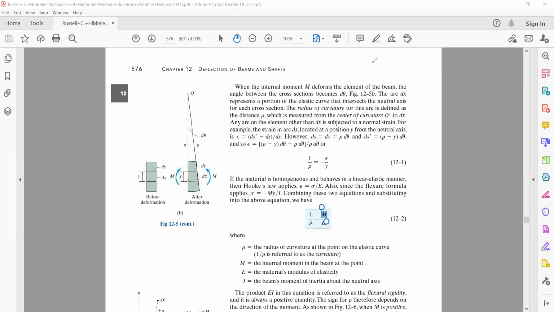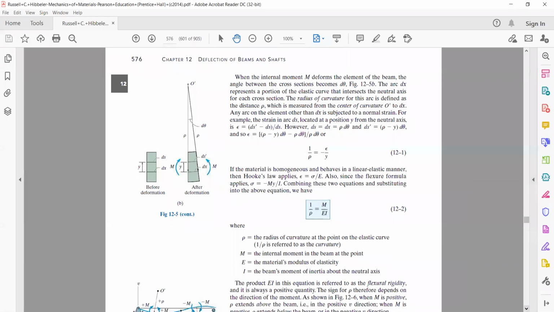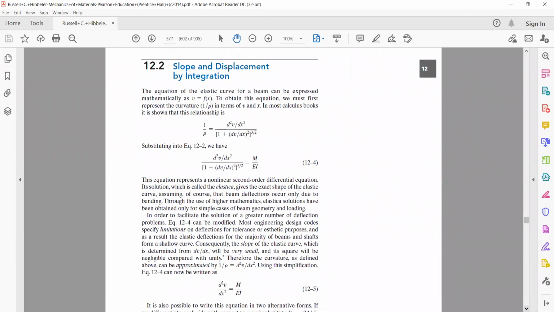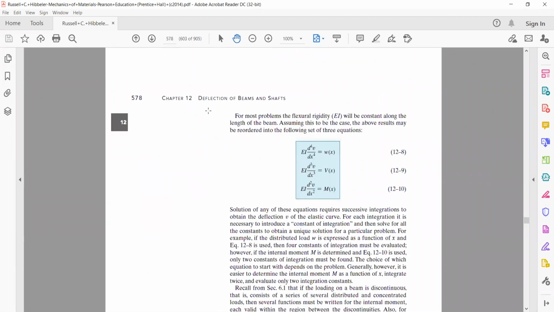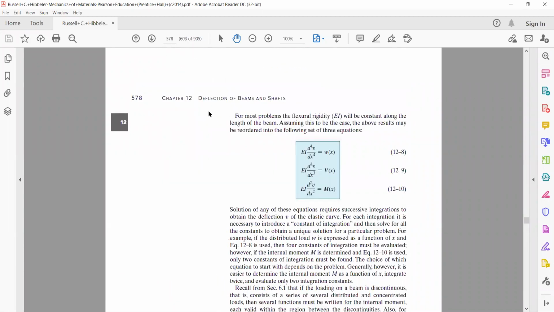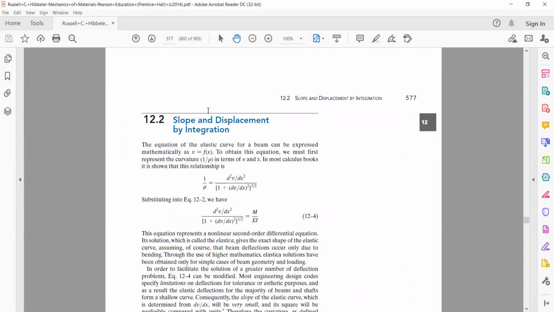So what we will do in the next class is go to slope and displacement. We will be reducing this 1 by rho into a form which helps us write it in a more compact form, which we shall hopefully be doing.